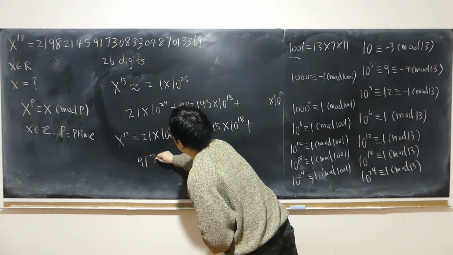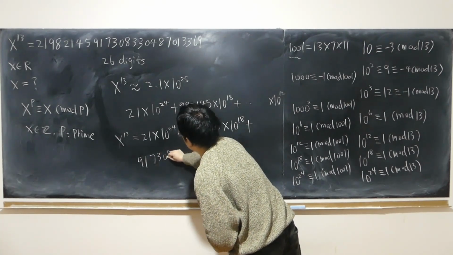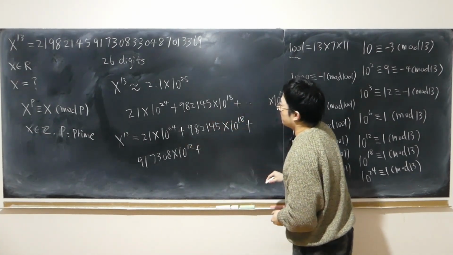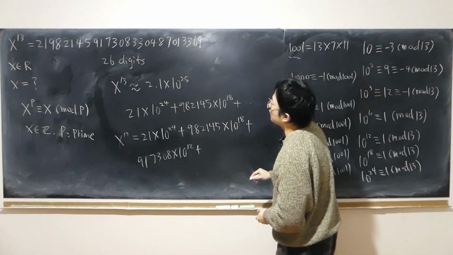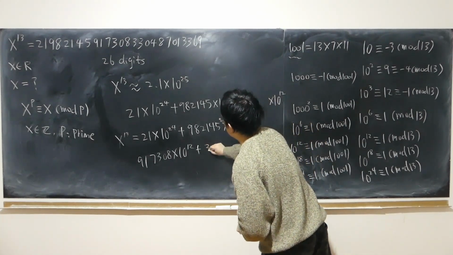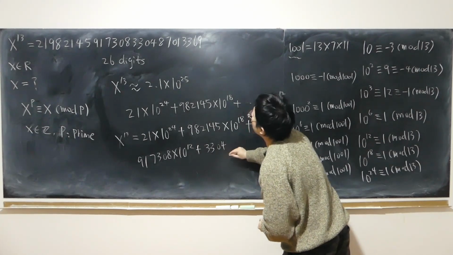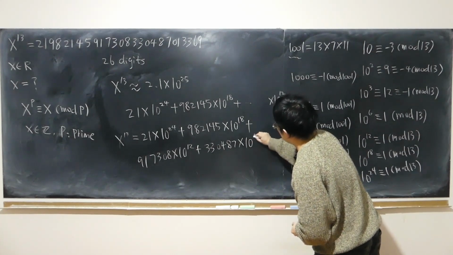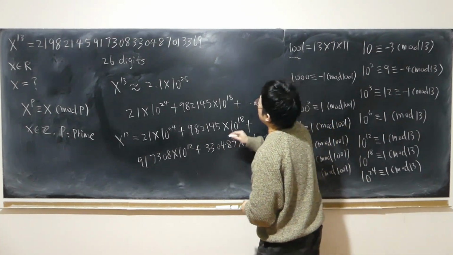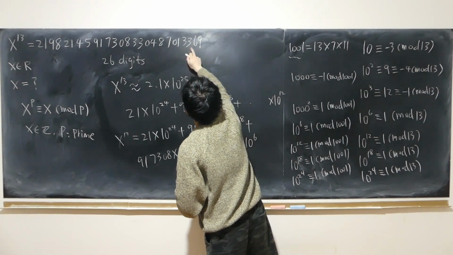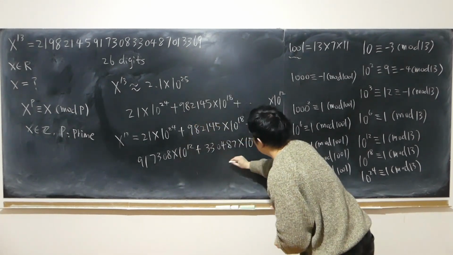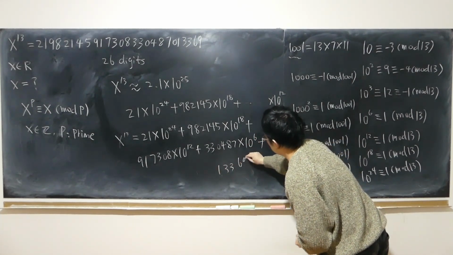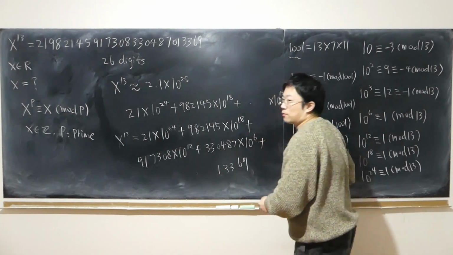Nine one 7 3 0 8 times 10 to the power of 12. Another 6-digit number: 3 3 0 4 8 7 times 10 to the power of 6 this time. So following that, 1 2 3 4. So 1 3 3. 1 3 3 6 9. A 5-digit number times 10 to the power 0.